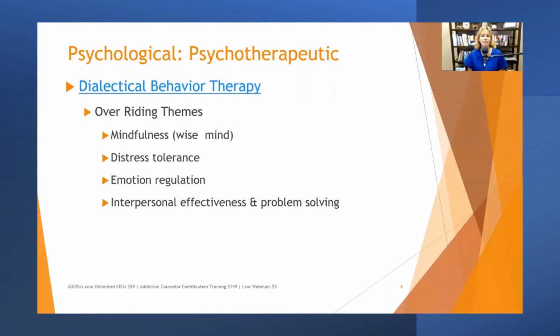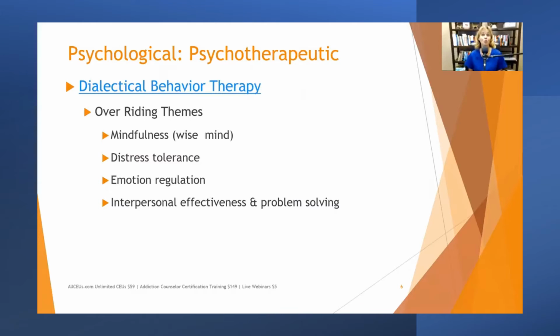Overriding themes in DBT: mindfulness, helping people become aware of what they need, what their thoughts are, what their feelings are, and be aware of the difference between being in the emotional mind, which is the impulsive mind that typically reaches out for numbing, and the wise mind that can make more cognitive decisions based on facts that are before them. DBT teaches distress tolerance and urge surfing so people can get through those cravings. They can get through the emotional surges that may make them want to go use.